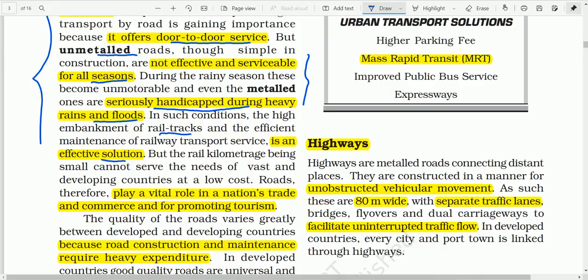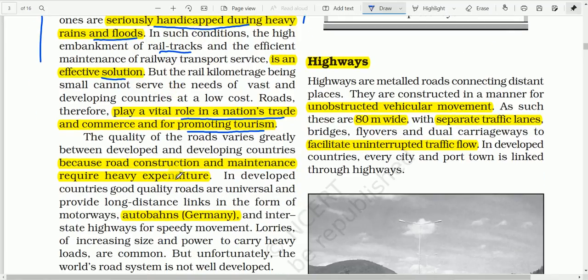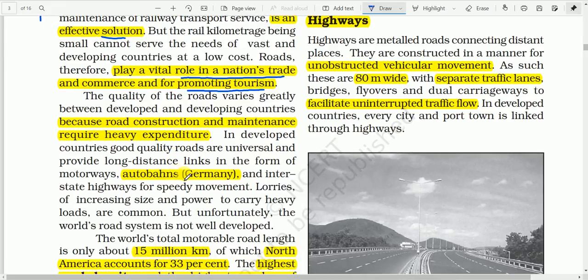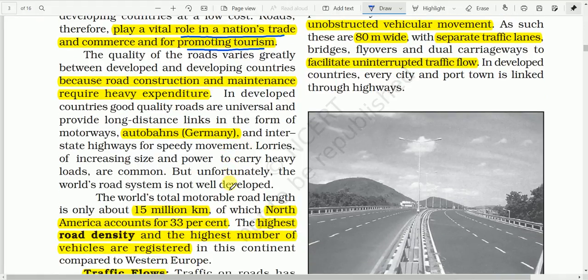And roads, therefore, play a vital role in nations' trade and commerce and for promoting tourism. So this paragraph tells the importance, or the significance, of road in the economic development of a country. Still, in many parts of the world, roadways play a very important role in promoting tourism, in promoting trade and commerce, because it is cheaper as compared to the other means of transport, if we have to transport for shorter distances.